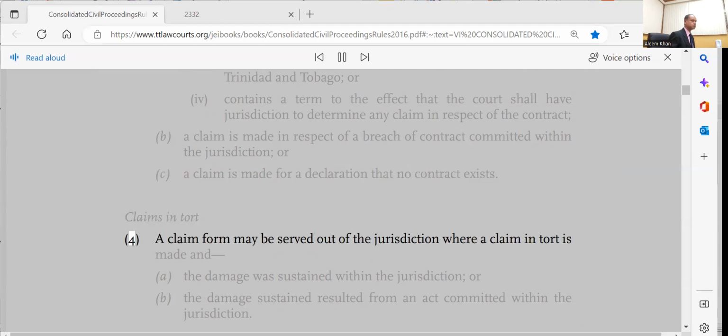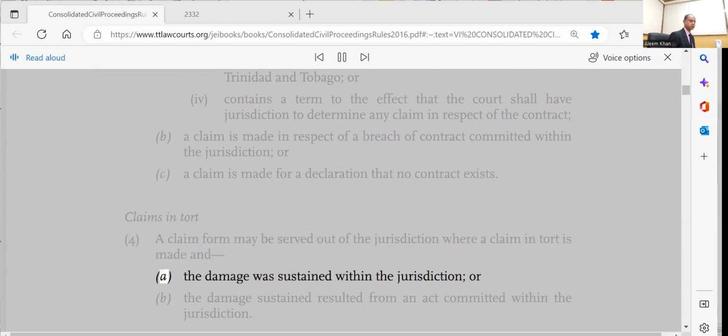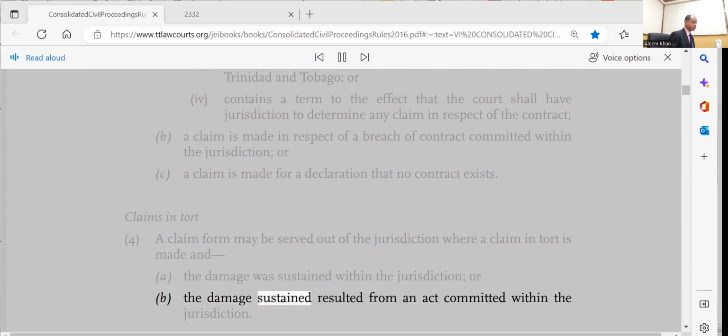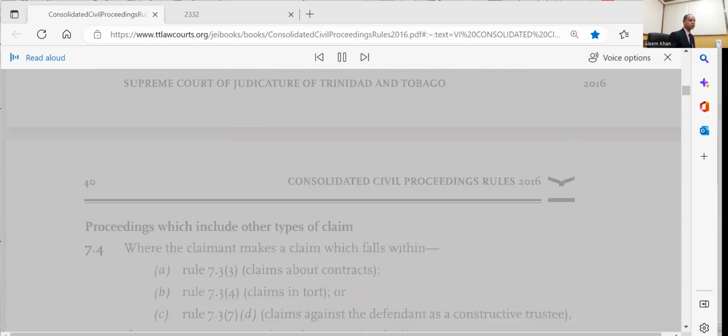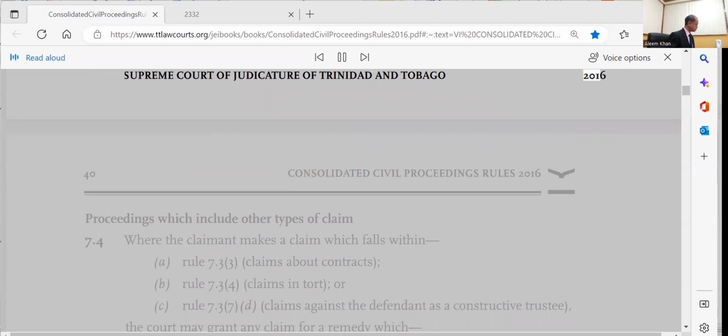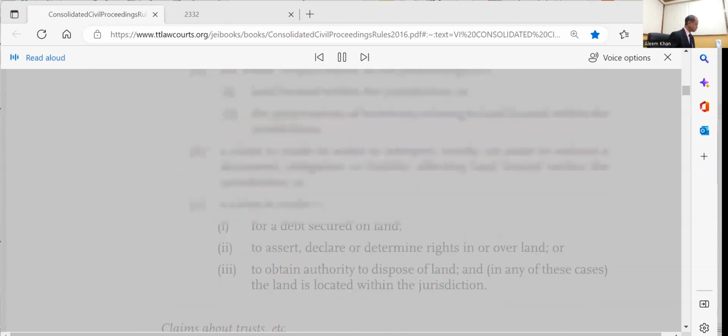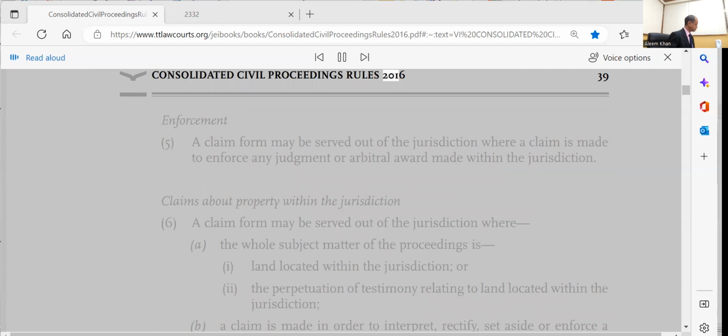Claims in tort. (4) A claim form may be served out of the jurisdiction where a claim in tort is made and (a) the damage was sustained within the jurisdiction, or (b) the damage sustained resulted from an act committed within the jurisdiction. Supreme Court of Judicature of Trinidad and Tobago, 2016. Consolidated Civil Proceedings Rules 2016. Enforcement. (5) A claim form may be served out of the jurisdiction where a claim is made to enforce any judgment or arbitral award made within the jurisdiction.